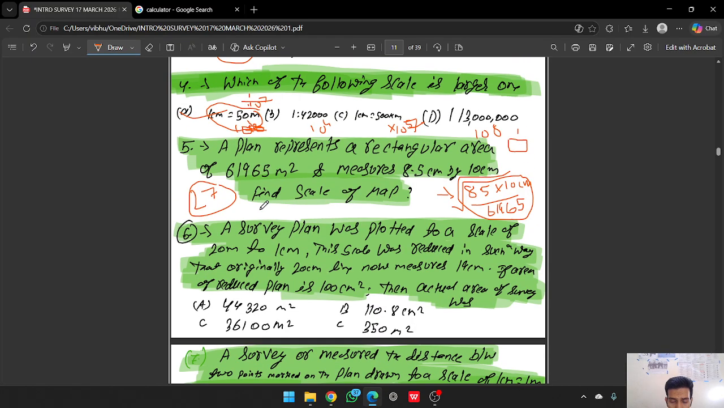Now, this is also a complicated question. A survey plan was plotted to a scale of 20 meter to 1 centimeter. This scale was reduced in such a way that original 20 centimeter line now measures 19 centimeter. If area of reduced plan is 100 centimeter, then actual area of the plan was, the scale of 20 meter to 1 centimeter.